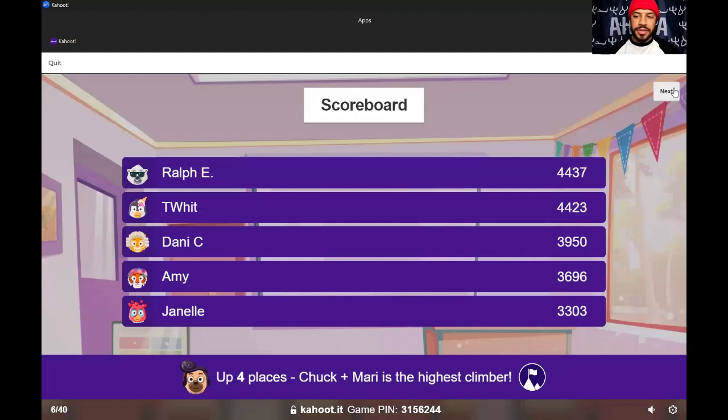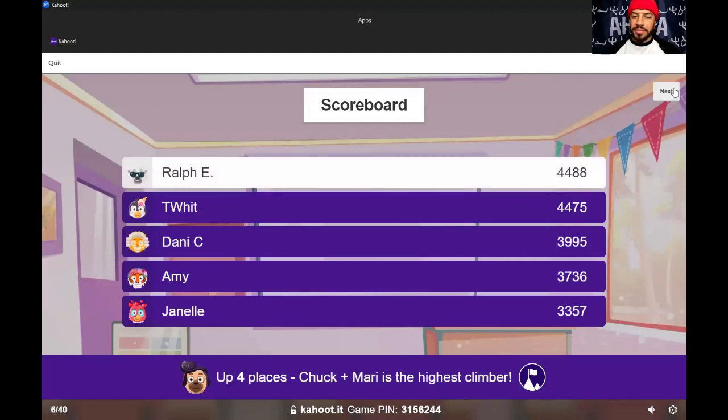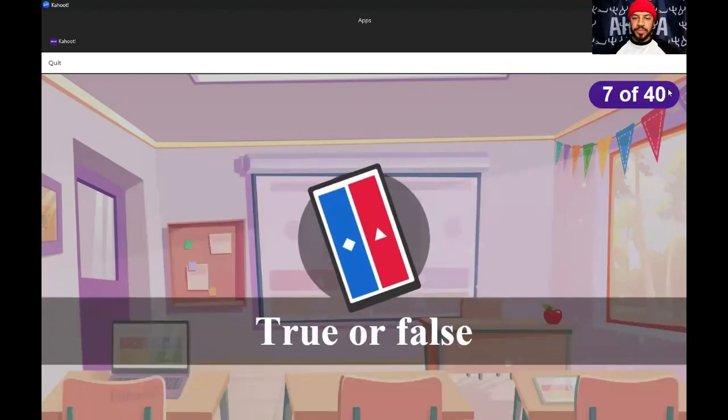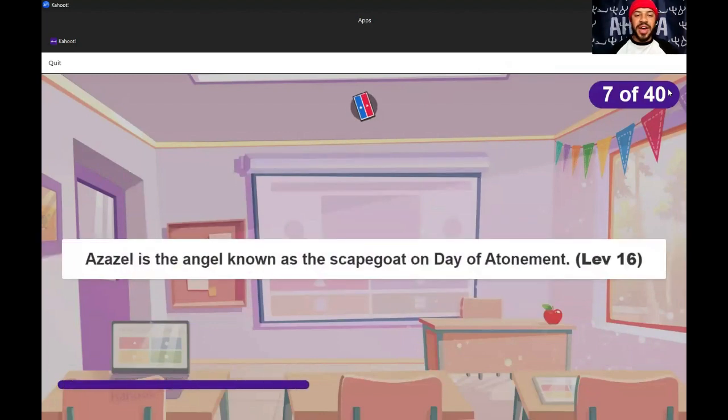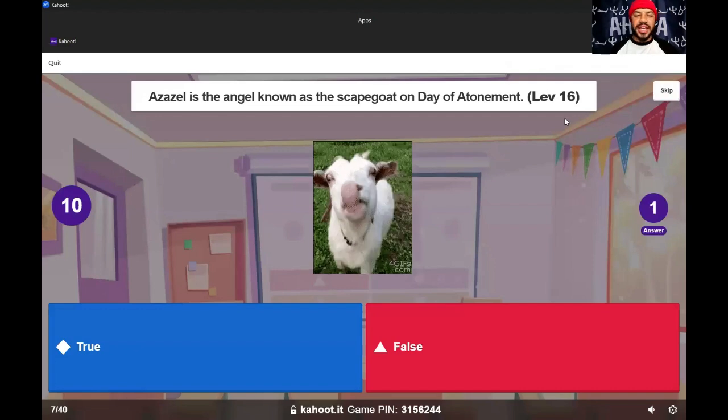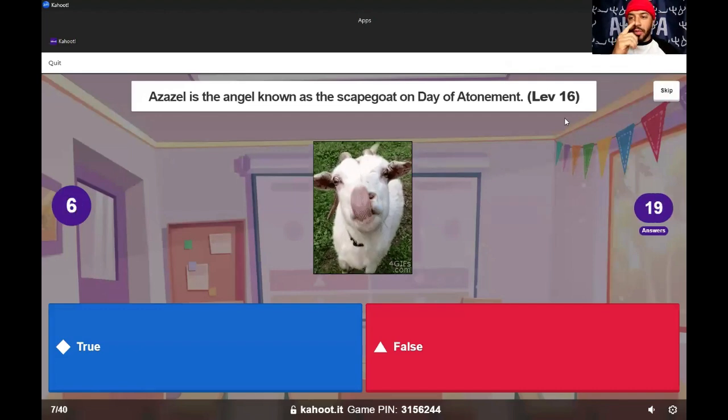Scoreboard. Oh, wow. No movement at the top, but we got Chuck and Marty up 4 places, wherever they are on the chart. Let's continue. Get ready. Question 7. True or false? Azazel is the angel known as the scapegoat on Day of Atonement, which is found in Leviticus 16. Blue, true. Red, false.